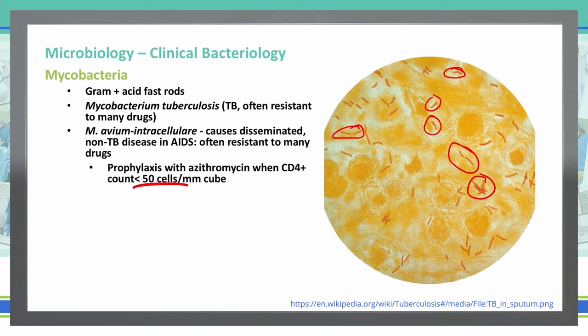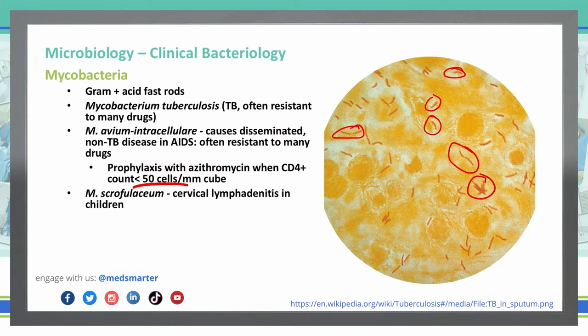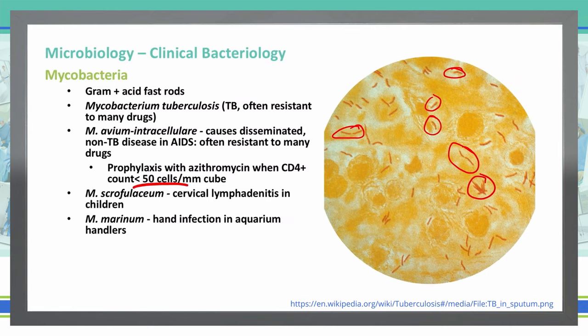Some other Mycobacterium species, Mycobacterium scrofulaceum. This is causing cervical lymphadenitis in children. And then Mycobacterium marinum. This causes hand infections for those that work at aquariums, because it's typically found in the waters. So symptoms of a TB infection. Most common ones you see are going to be your fever, night sweats, weight loss, cough, and hemoptysis.